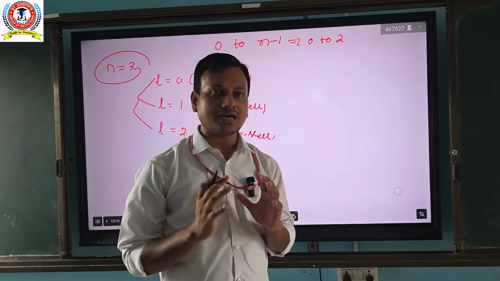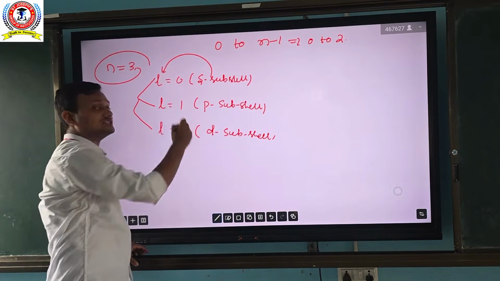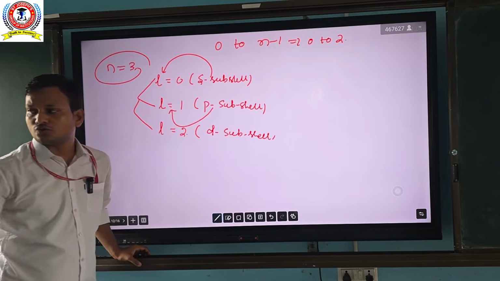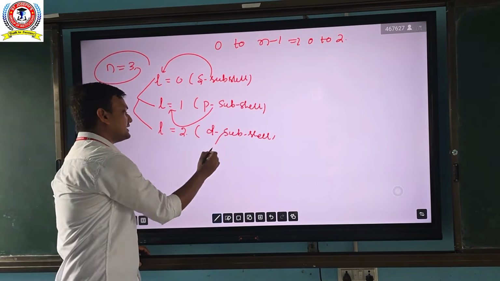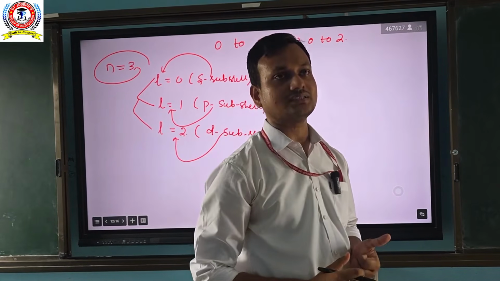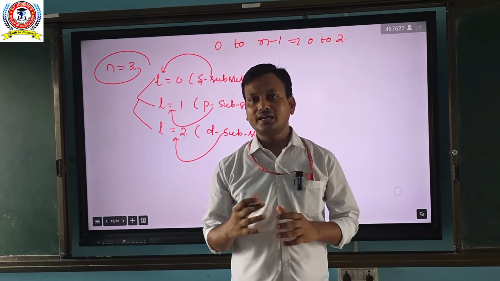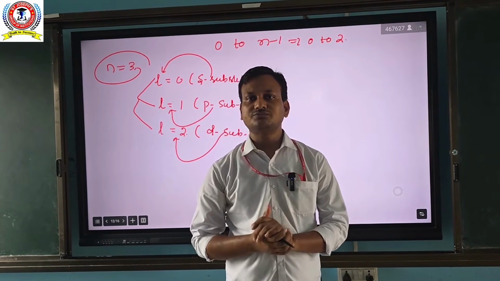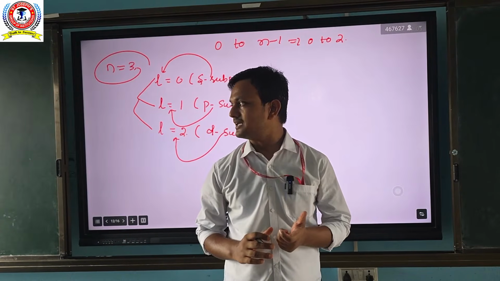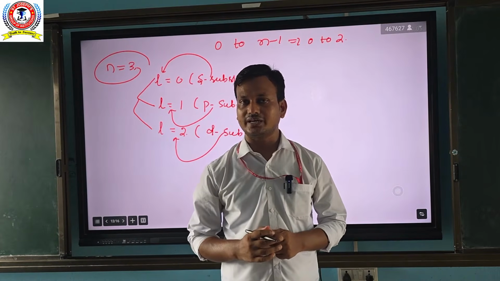Always remember that for the S subcell the value of L is equal to 0. For the P subcell the value of L is equal to 1, and for the D subcell the value of L is equal to 2. That means in the first cell one subcell is present, that is the S subcell, in the second cell two subcells are present, the S subcell and the P subcell, and in the third cell three subcells are present: the S subcell, P subcell and D subcell.